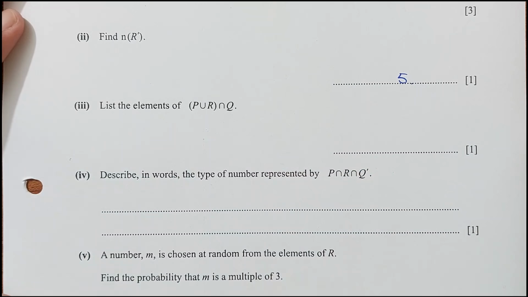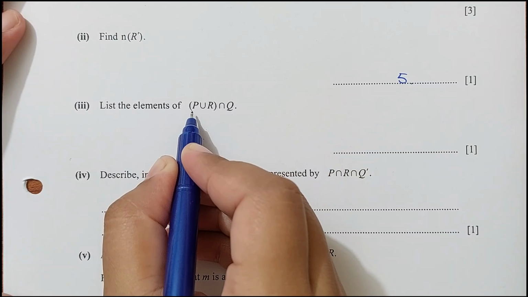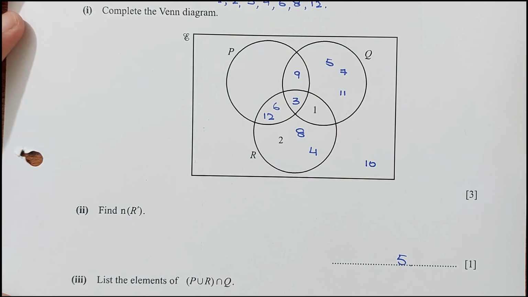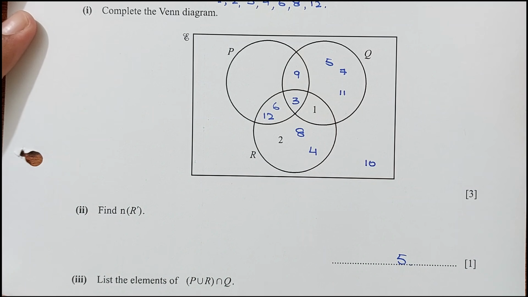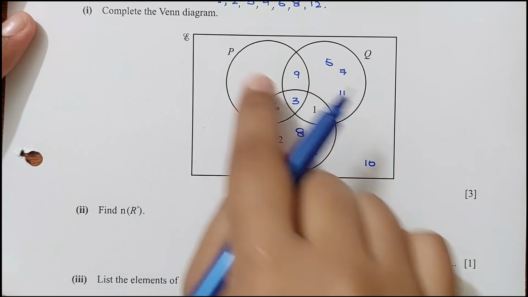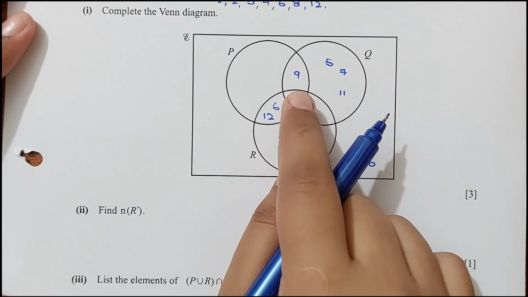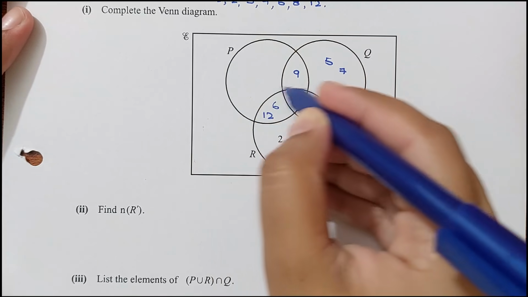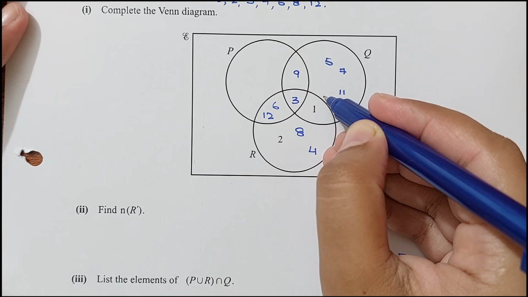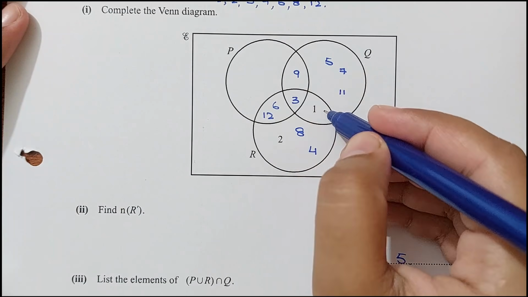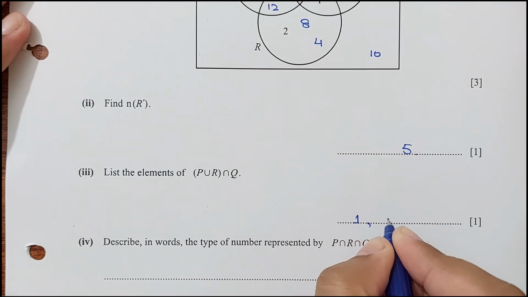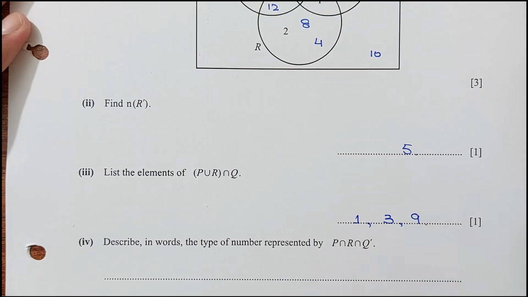Right. Now for number 3, list the elements of P union R intersection Q. Okay. So first let me find P union R. So P and R, the union is 1, 2, 3, 4, 6, 8, 9, and 12, and its intersection with Q is 1, 3, and 9. Right. The elements are 1, 3, and 9.